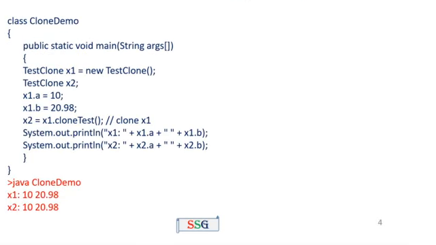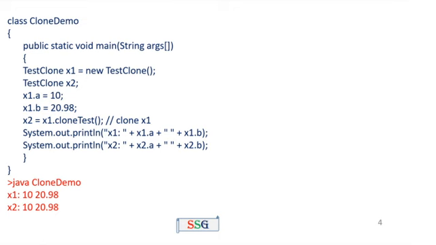Next we will go to the main program. In the main program, the class name is CloneDemo, public static void main. TestClone, that is the class name, x1 equal to new TestClone. The first object is created. Next, TestClone x2. Next, for x1 we assign some values. x1.a is assigned 10, x1.b is assigned 20.98. We already declared the variables a and b in the class TestClone.